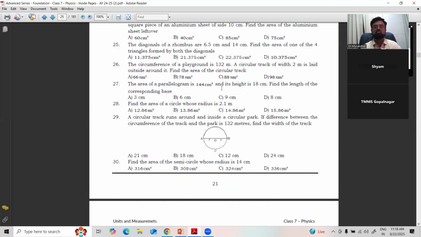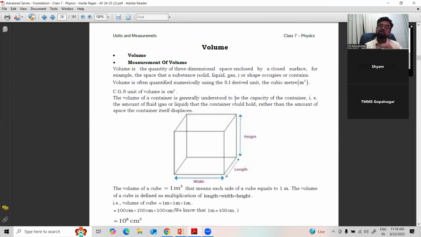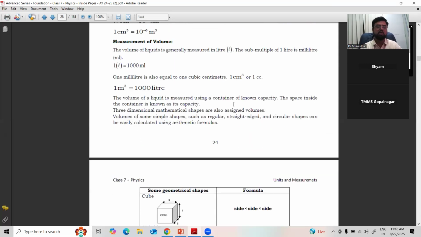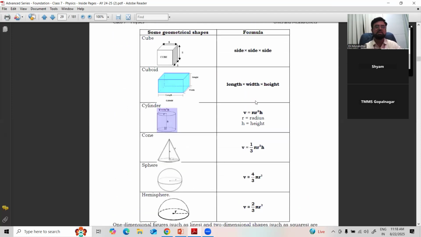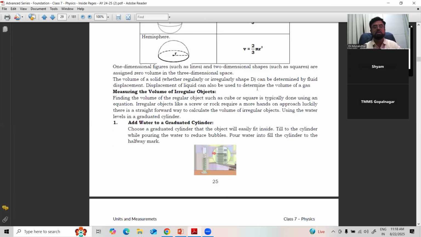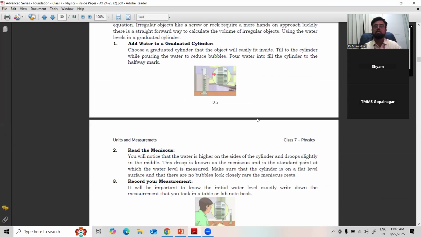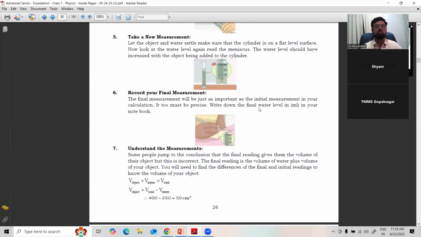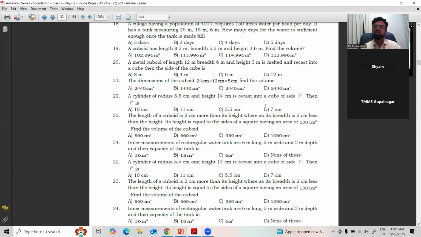Then we entered into volume after knowing about area. So how to find the volume of solids. In that again, regular solids and irregular solids, and liquids also have their volumes. The regular solids are mathematical shapes, that is cube, cuboid, cylinder, cone, sphere, hemisphere. Then how to measure liquids by using the various flasks, and how to measure perfectly. These are the devices for measuring the volume of liquid: measuring cylinder, measuring flask, pipette, burette. The explanation is given. This is about volume.